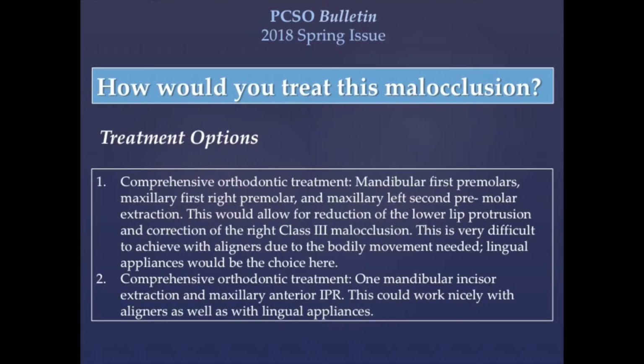The patient refused traditional labial appliances, though she would accept aligner therapy or lingual appliances. We considered 5 options of treatment for this patient. The first option we looked at was lower first and upper second bicuspid extraction. This will allow for reduction of the bimaxillary protrusion and correction of the class 3.